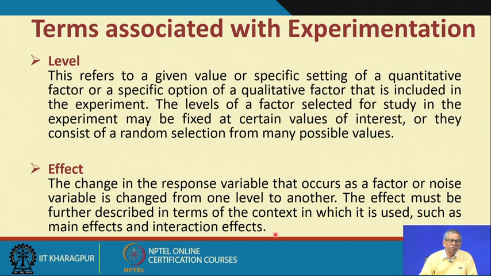Similarly, suppose you have three factors A, B and C affecting the value of Y. So what will be the main effect? The main effect will be the effect of A, effect of B or effect of C. These are the main effects. And what are the interaction effects? Effect of A into B, effect of B into C, effect of C into A, as well as the effect of A, B, C on Y. So this way we define.